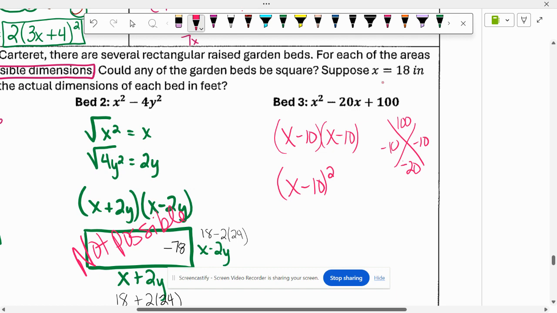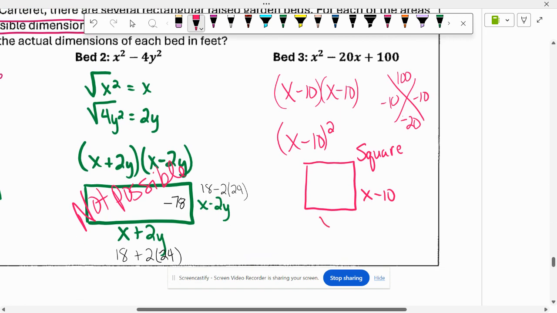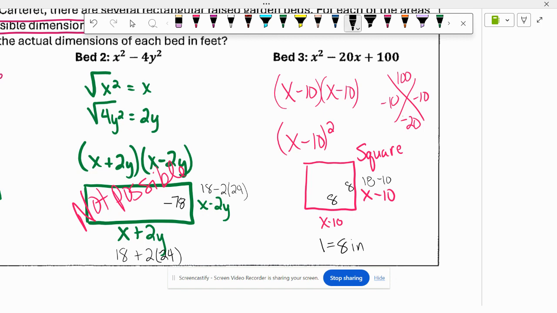And if I let x equal 18, first of all, I want to say that yes, this can be a square. Both my sides have a measurement of x minus 10. And if x is 18, 18 minus 10 is 8. So the length equals 8 inches and the width is 8 inches. Area 64 square inches.